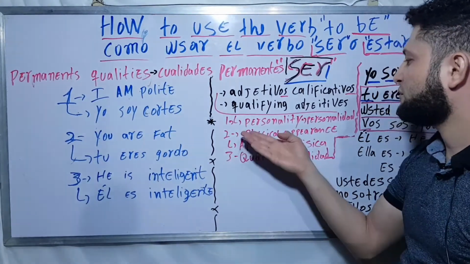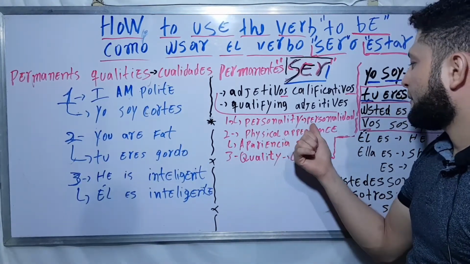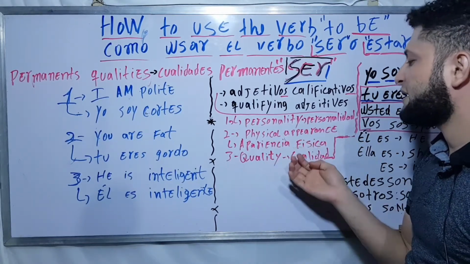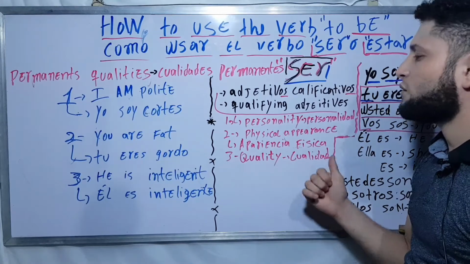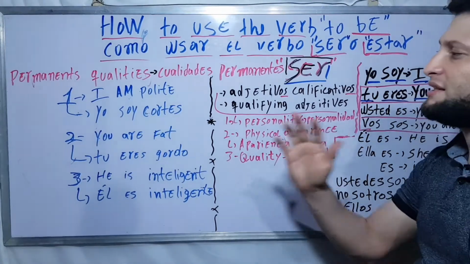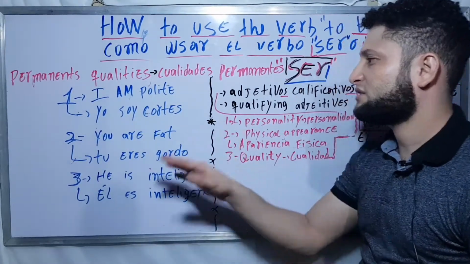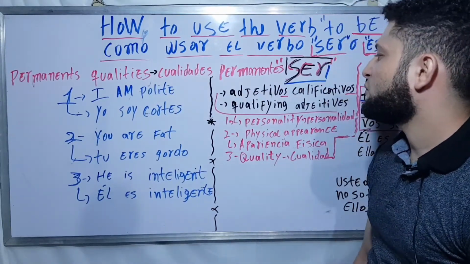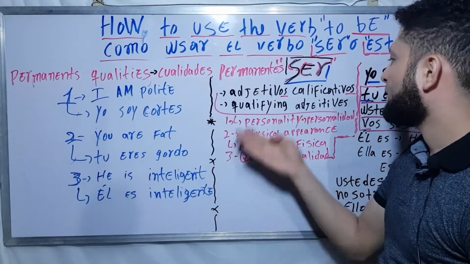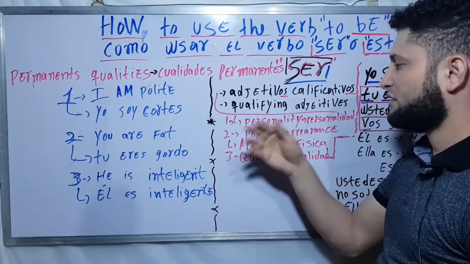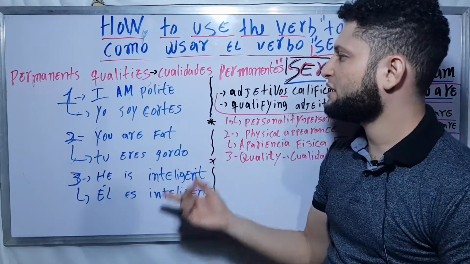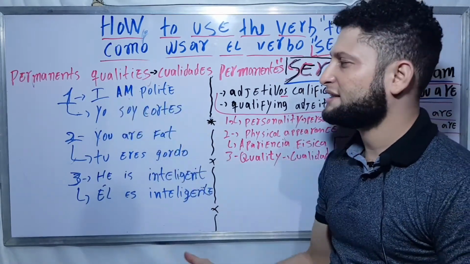Okay, so for personality, personalidad, physical appearance, apariencia física, quality, cualidad. Okay, now with the examples, which is really important. So with all these examples you will be able to understand when using adjetivos calificativos, or in English qualifying adjectives. So our first one is I am polite.